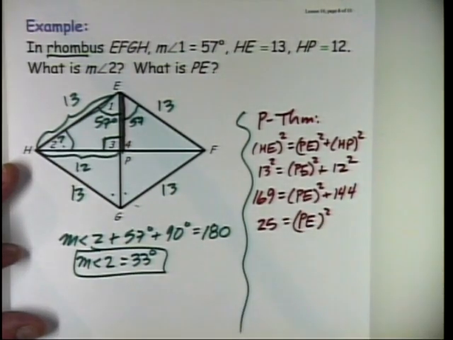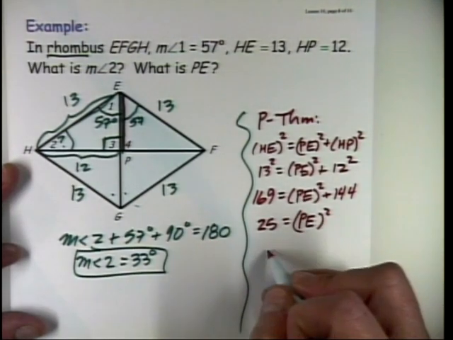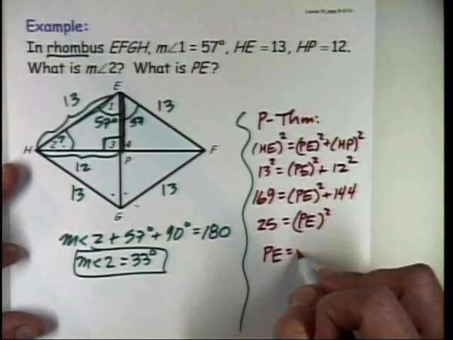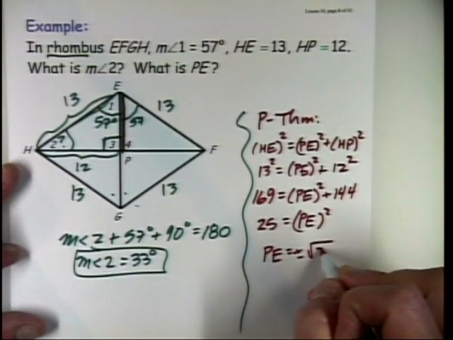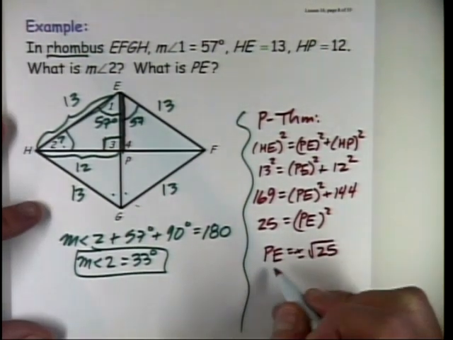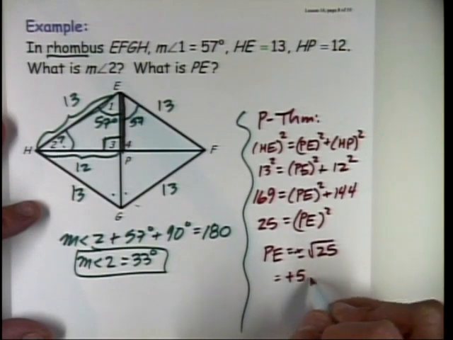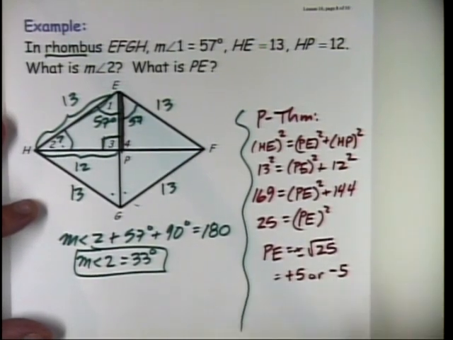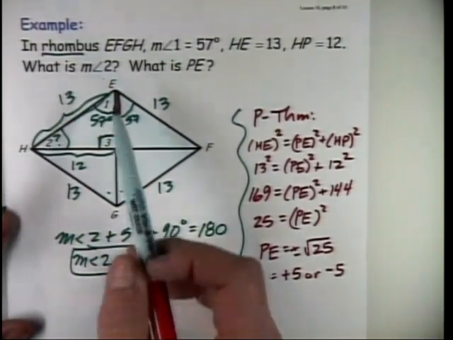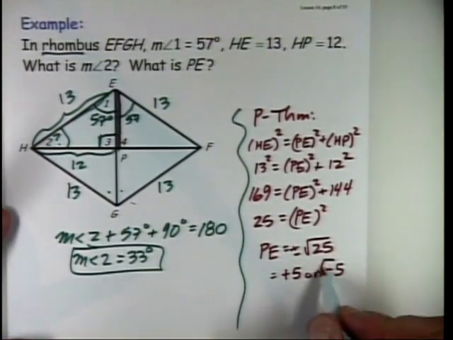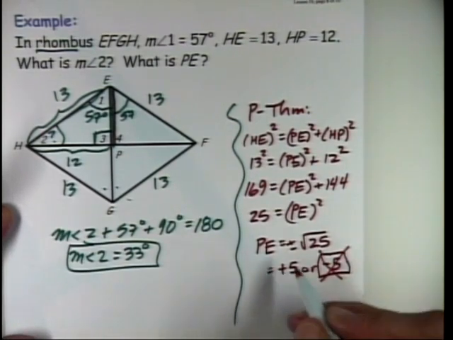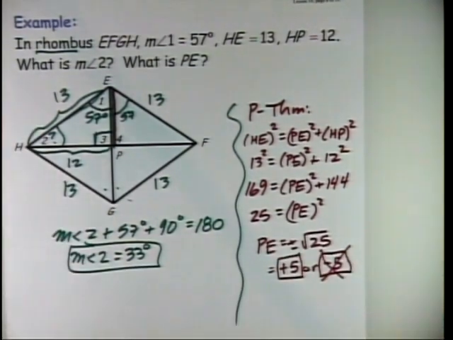Now to solve for PE, we take the square root of both sides, and I get the measure of PE is plus or minus the square root of 25. Remember to take both positive and negative roots when you're taking the square root. That's going to give us positive 5 or negative 5. Now, we want to interpret those answers. Because we're talking about the length of a segment, negative lengths don't make much sense. So that's not a reasonable answer. So in our problem, the answer is 5.